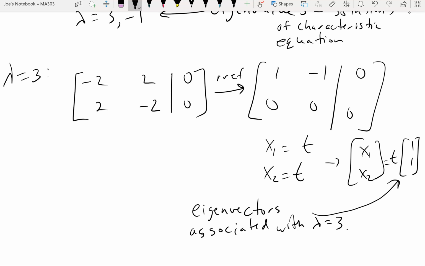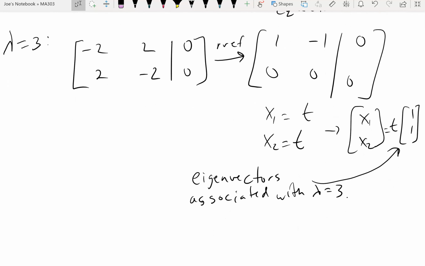What this means is that if I look at the original equation, or the original matrix, and multiply it by [1, 1], I should get the same thing as 3 times [1, 1]. Okay, so let's just look at that real quick. The original matrix was what? [1, 2; 2, 1], if I remember correctly.